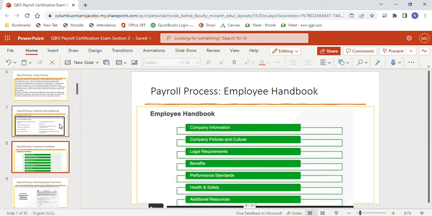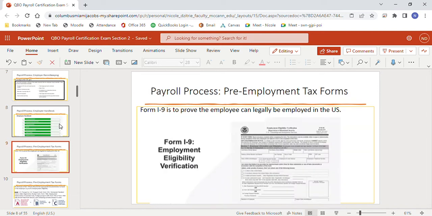The next thing you're probably going to go through with your new employee is the employee handbook, which comes in several sections as you see here. You usually walk through it with them and then they sign it. Here are some of the tax forms. I think we talked about this in section 1 as well.